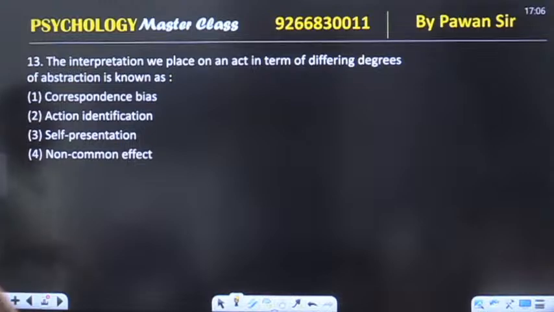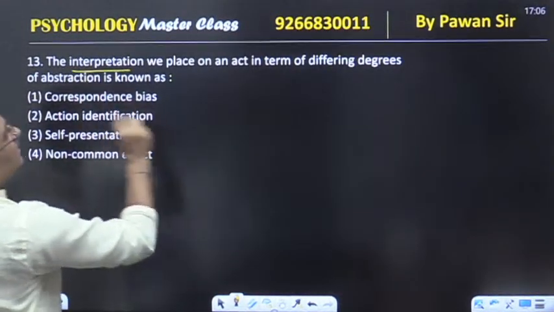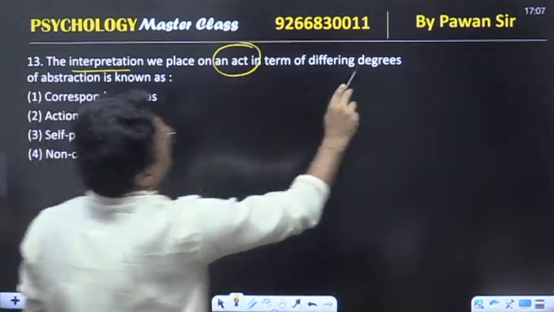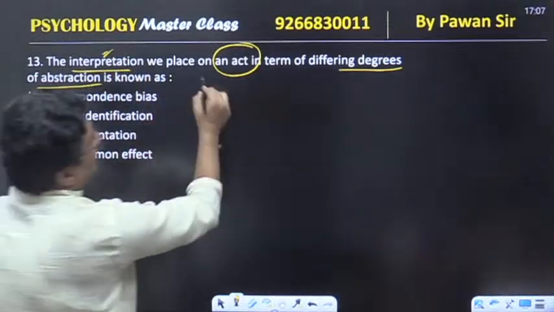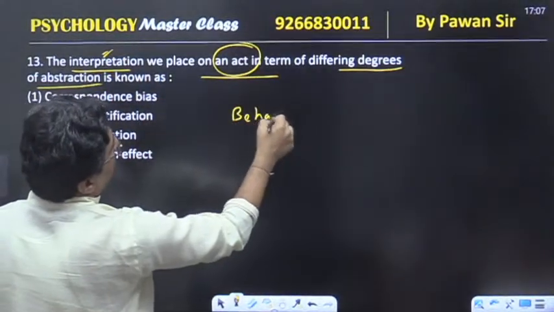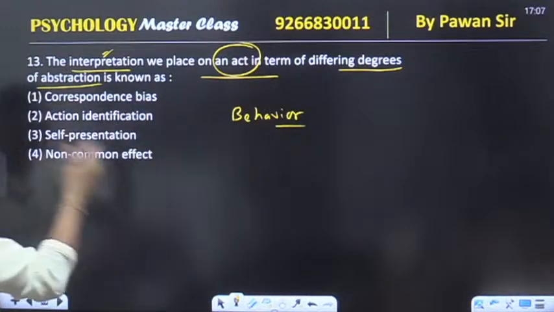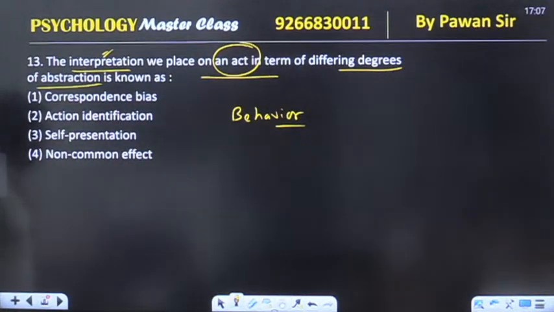So let us discuss the answer. When we are talking about the interpretation of any act in terms of degrees of abstraction, so now we have to interpret the behavior. So they are the cases of interpretation of the behavior.